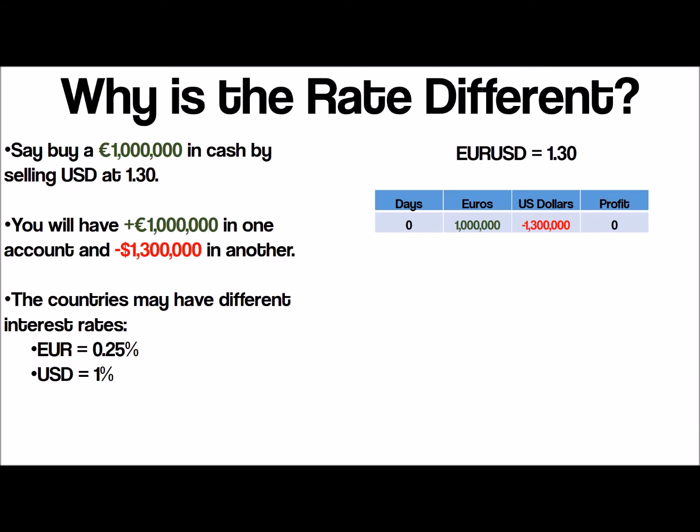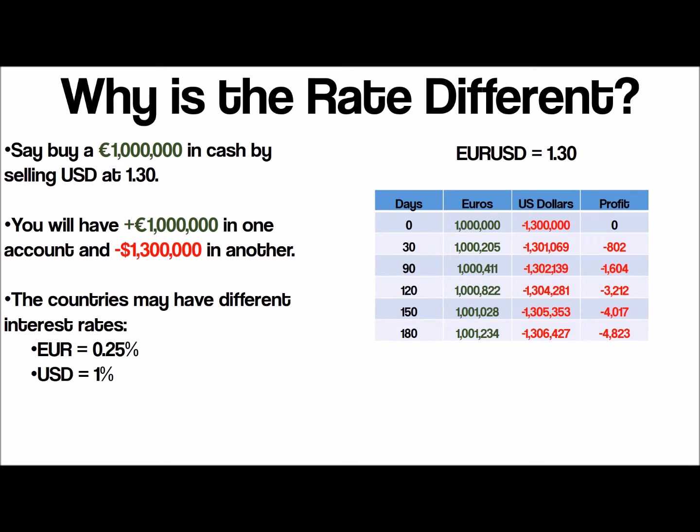If you have different interest rates in different countries, it means you'll receive a certain amount of interest on your euros and you'll pay a certain amount of interest on your dollars, but they may not be the same. So in this example, the interest rate on dollars is higher than euros. If you go through to the future, you'll see that your cash balances will change by different amounts. Over a period of 180 days, if these were the interest rates, you'd find you'd lose about $5,000 just by holding the cash position.